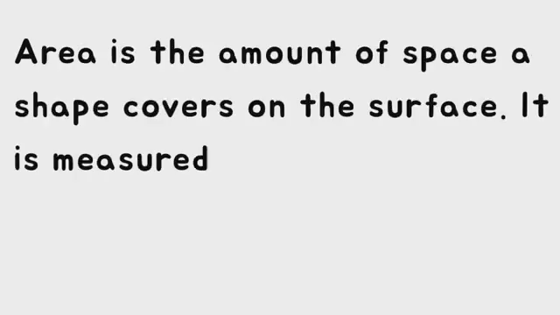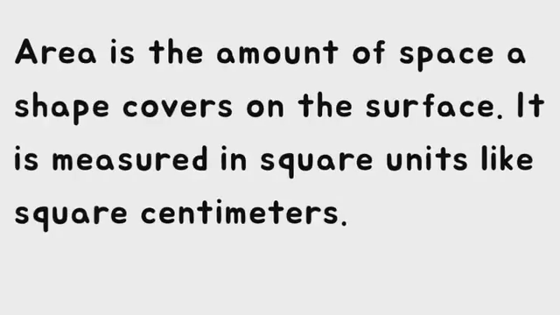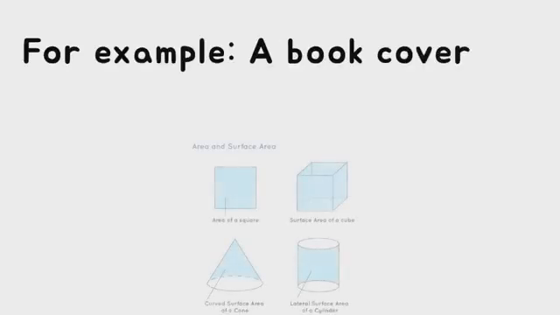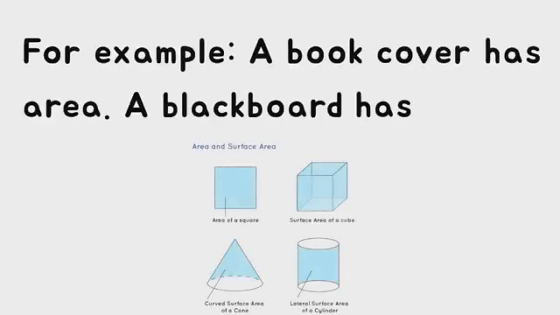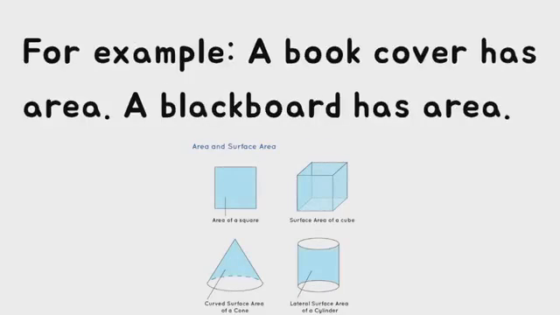Okay, what is area? Area is the amount of space a shape covers on a surface. It is measured in square units like square centimeters. For example, a book cover has area. A blackboard has area. Now let's look at area of a square.